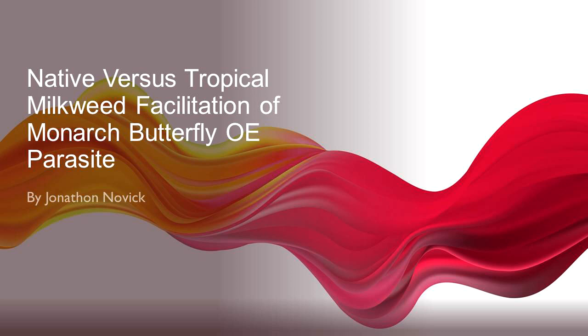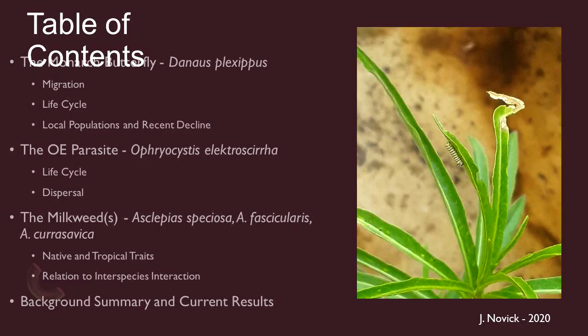Hello, I'm Jonathan Novick, and I'm here to talk about native versus tropical milkweed facilitation of monarch butterfly OE parasite. And I'll go into what that means in just a minute. Before I get started, I'd like to give an overview of what I'm going to talk about, starting with the monarch butterfly, Danaus plexippus, and I'm going to go through its famous migration, its life cycle, and how local populations and recent declines relate to the rest of this issue.